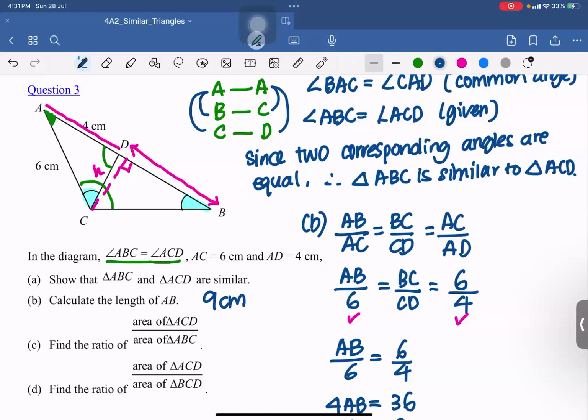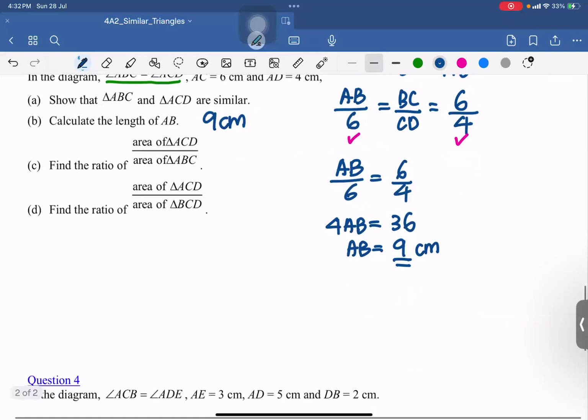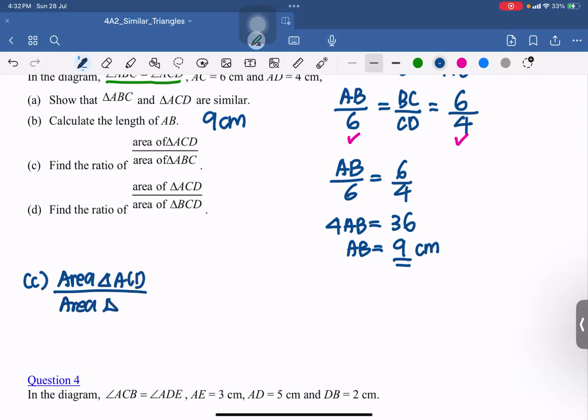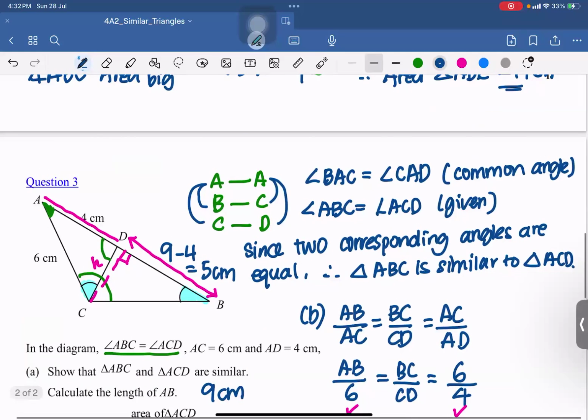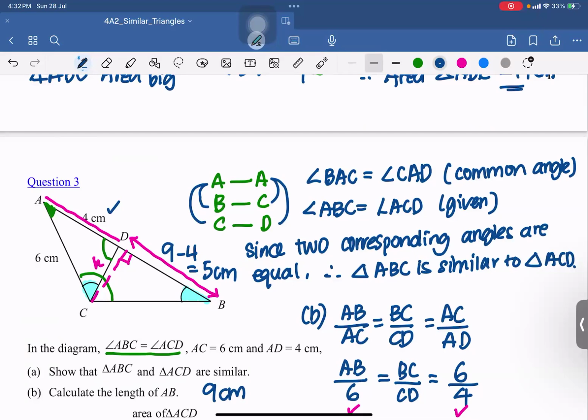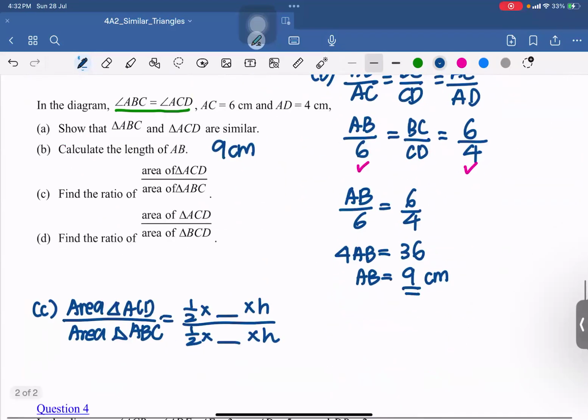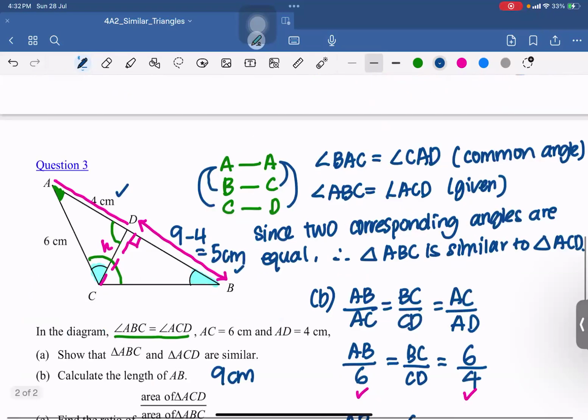The whole thing is 9. So this part over here, BD, will be 9 minus 4. That will give me 5 cm. Okay, so for part C, the area of triangle ACD over area of triangle ABC can be found by half times base times height, since the two of them have common height. So now we're going to look at the base. The ratio of base will be 4 over, ACD is 4, yes.